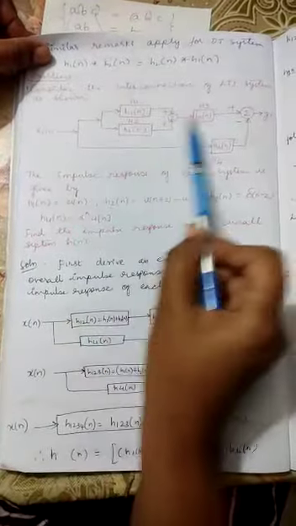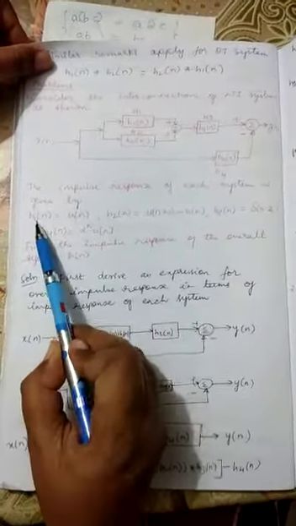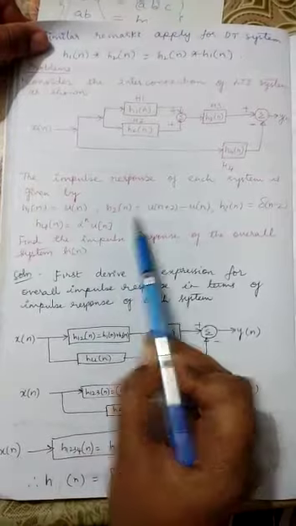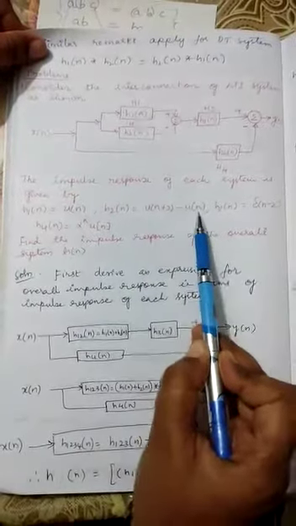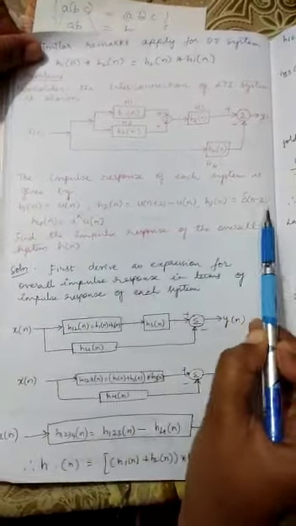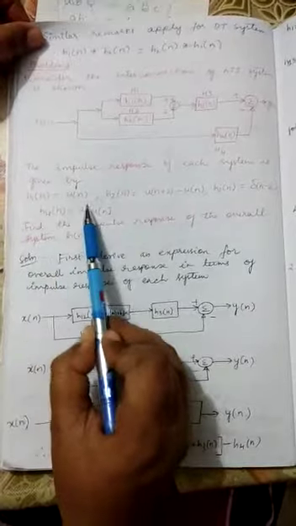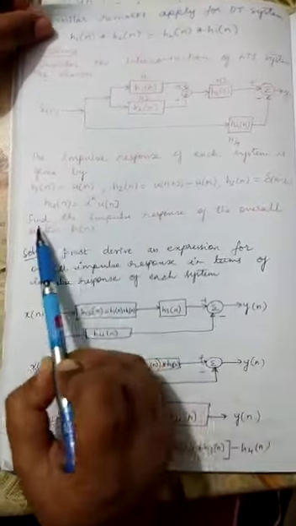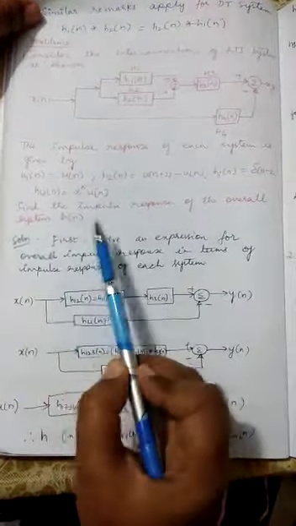The impulse response of each system is given. h1 of n is u of n, h2 of n is u of n plus 2 minus u of n, h3 of n is just delta of n minus 2, and h4 of n is alpha to the n times u of n. Now the question is, find the impulse response of the overall system. So now we have to reduce this.